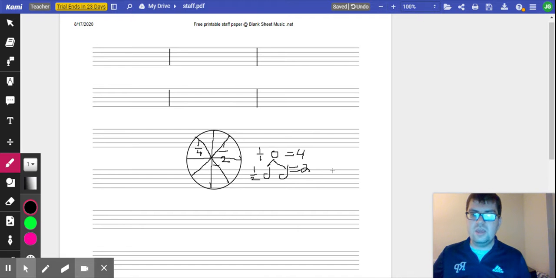So if you hear a drum beat and you can tap along to it, say the beat is right here. 1, 2, 3, 4. 1, 2, 3, 4. That's your whole note. 1, 2, 1, 2, 1, 2. There's your half note because you're just counting the number of beats. We can keep going.